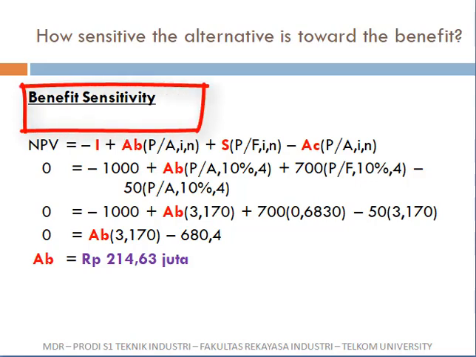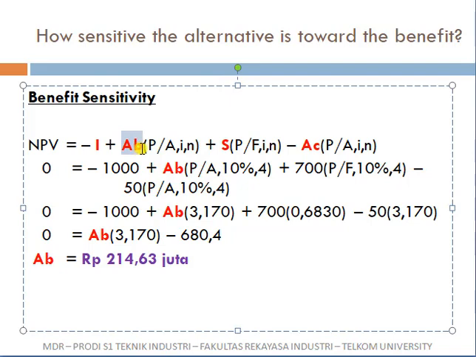To examine the benefit sensitivity, we are going to isolate the annual benefit. We cover this alphabet, and put the rest of the alphabet into the exact value. For example, initial investment is 1 million, just put 1,000 in here, and salvage value is 700, and the annual cost is 50. Just ignore the annual benefit because we are going to calculate the benefit sensitivity level.